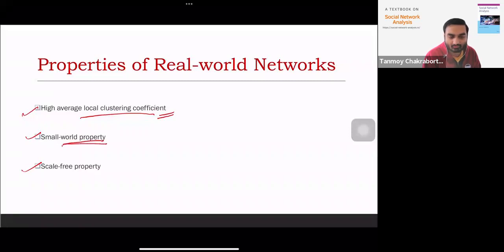It should also follow the small world property. This I will discuss, what the small world property is. And the synthetic network should also follow the scale free property. This we have discussed briefly, and we'll discuss it again today. So we'll try to preserve these three properties in the synthetic network. If we preserve these properties, then you can claim that your synthetic network looks like a real world network, right? So whatever hypothesis you propose, if those hypotheses are valid on the synthetic networks, that means those hypotheses would also be valid for the real world network.